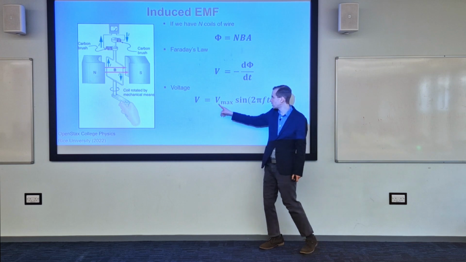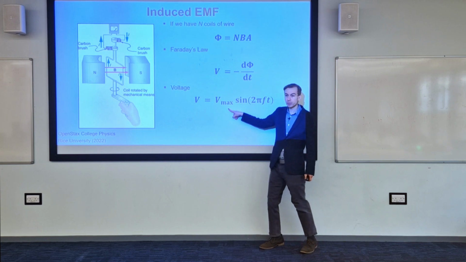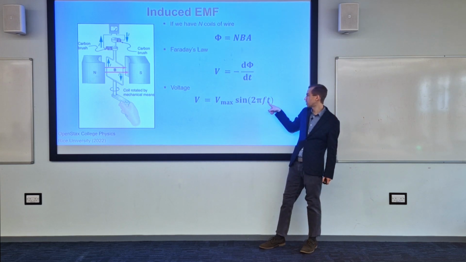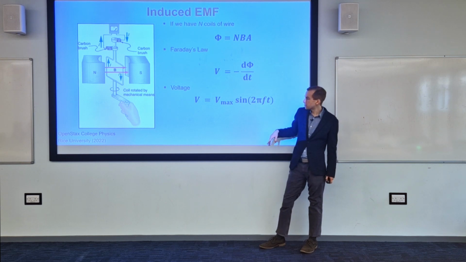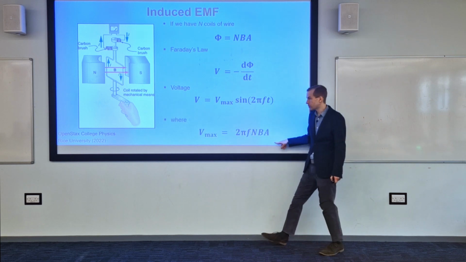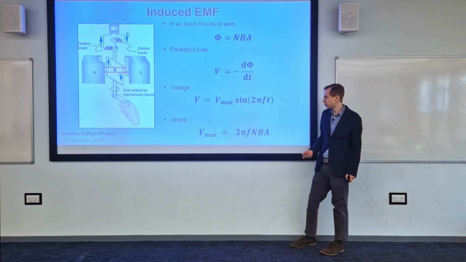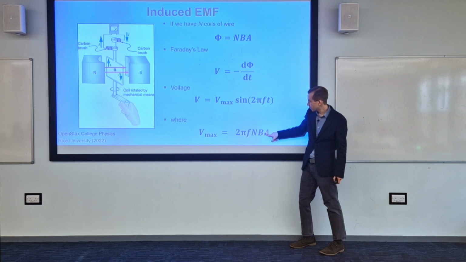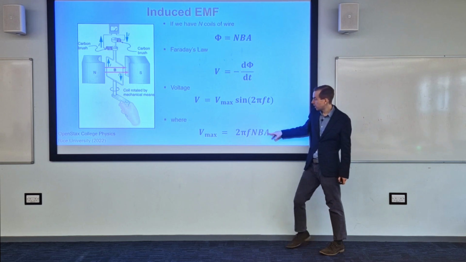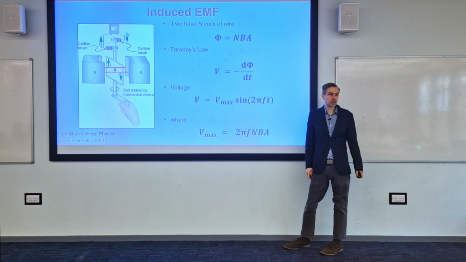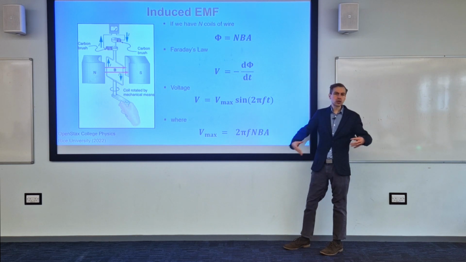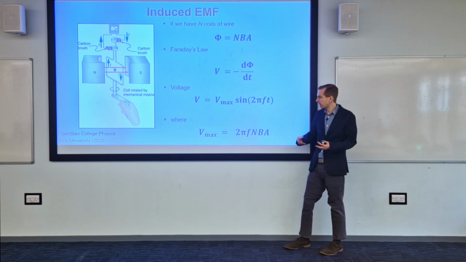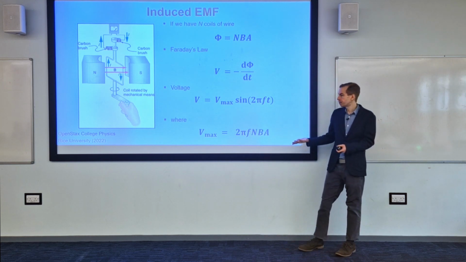So our voltage is equal to some maximum voltage times sin(2πft). And this maximum voltage is equal to this business that we just saw from the derivative. So it's equal to the original stuff, the NBA, and then we get the 2πf from taking the derivative. So these are all the pieces that we need to work out the voltage that we're going to get from a generator.